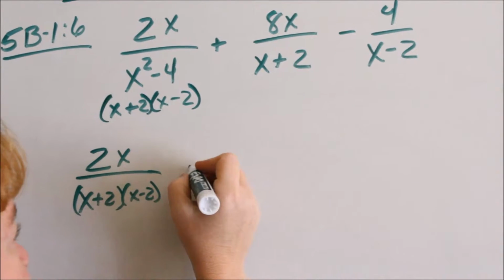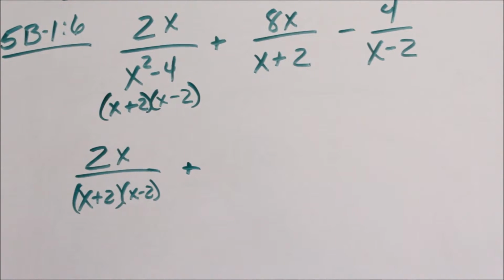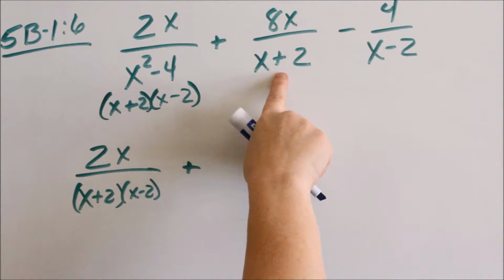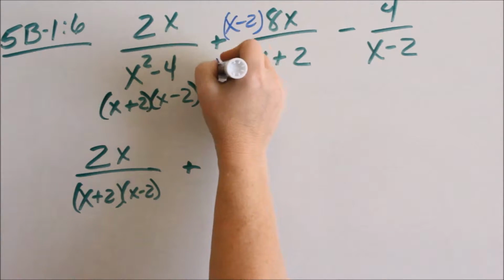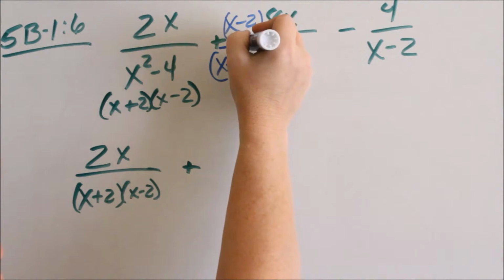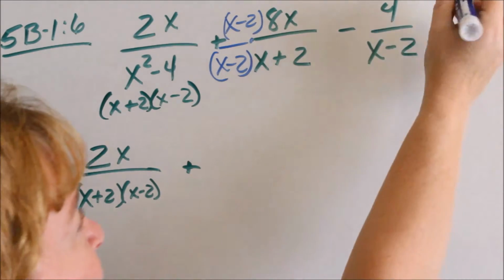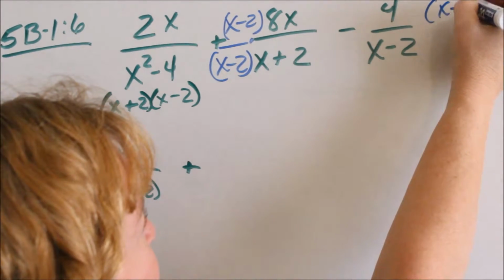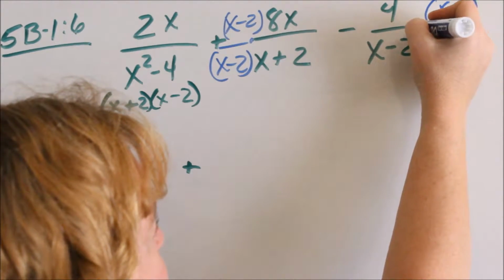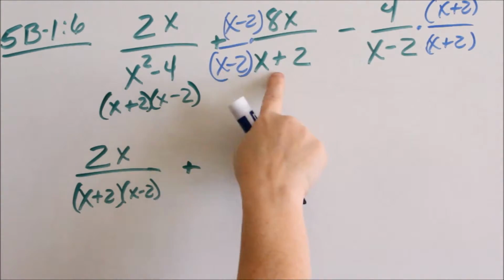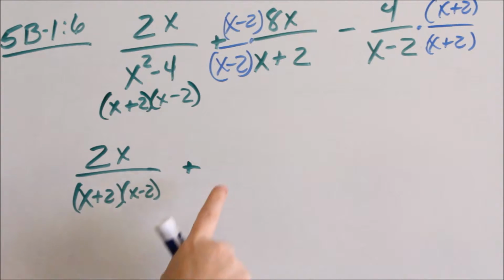Okay, all these other fractions have to have that same denominator as well. So for this one to have a common denominator, we need to multiply it by a x minus 2. That's being multiplied. This one, we need to multiply by x plus 2. Because now we'll have those common denominators. Okay, so now I'm going to write my new fraction.